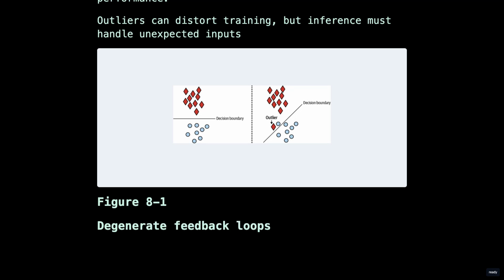The last failure mode comes from a model influencing the very data it later learns from. Once predictions change user behavior, the system can start reinforcing its own bias.